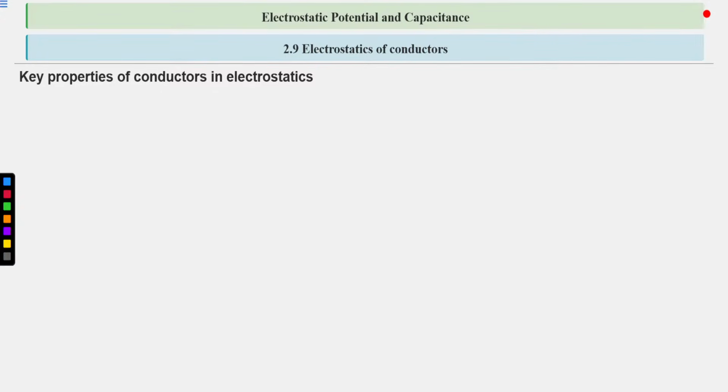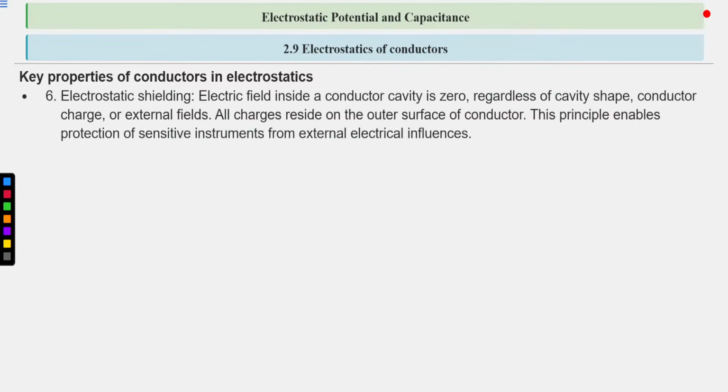Key properties of conductors in electrostatics: electrostatic shielding, which is a very important topic from the point of view of the next chapters, capacitor and capacitance. So what is electrostatic shielding? Electric field inside a conductor cavity is zero. We discussed that the electric field inside the conductor is zero, and if there is any cavity inside the conductor, then the electric field inside that cavity is also zero. What is a cavity? Suppose a ball or football: there is a surface thickness and inside it is the cavity.